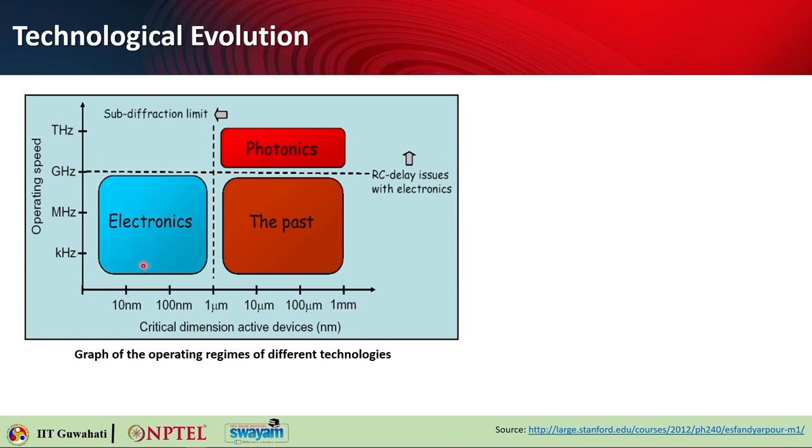So the situation is like this. Electronics can provide miniaturized devices with critical dimensions less than 10 nanometer, but the maximum speed you can achieve is restricted to gigahertz due to the RC delay issues. And if you look at photonics, photonics can help to reach terahertz operating speed, but the miniaturization is not possible below 1 micrometer. That is typically the critical device dimension for photonics, and this limit is set by the diffraction limit. So what is the way out?